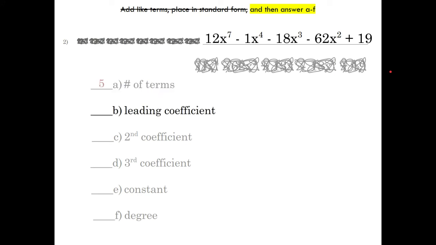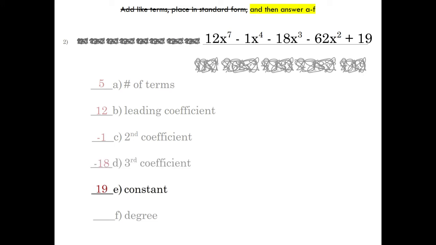The leading coefficient is the coefficient of the first term. The coefficient is a number in front, so that would be a 12. The second coefficient would be the number in front of the second term, which is a negative 1. A coefficient means the number in front of the term. The third coefficient would be negative 18, and the constant would be the term without any variables. The constant is the single number, and that is a positive 19.